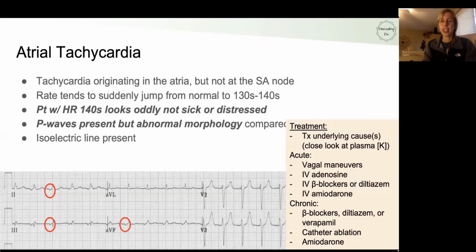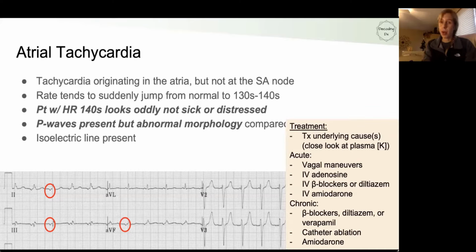Treatment for this, again, you've got to treat the underlying cause. One common cause of atrial tach is an abnormal potassium, so take a quick look at that BMP and see that potassium level. If the patient is hemodynamically unstable or in acute distress, you can do what we talked about earlier with the vagal maneuvers, the adenosine, the blockers, the amio.